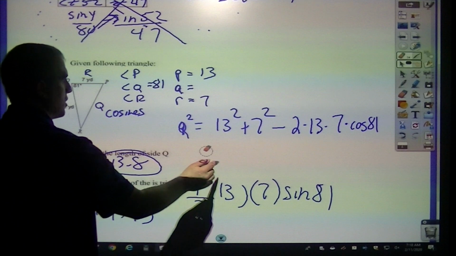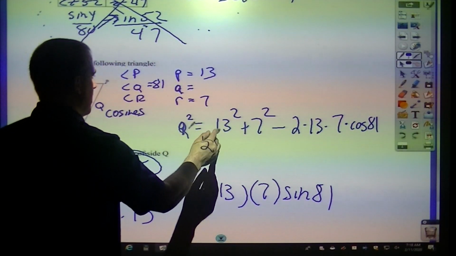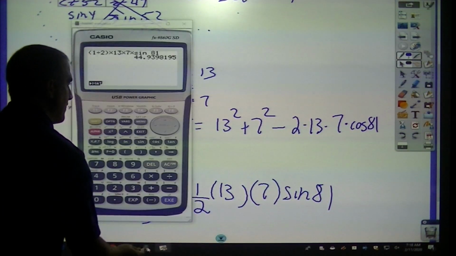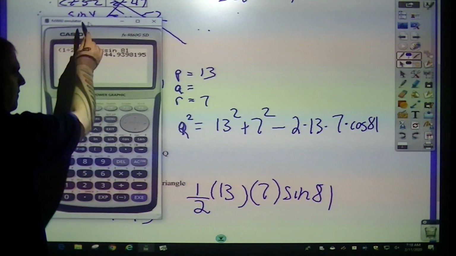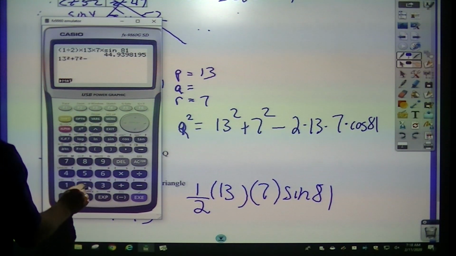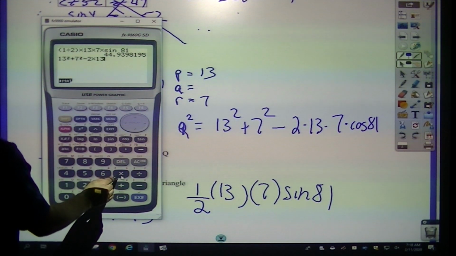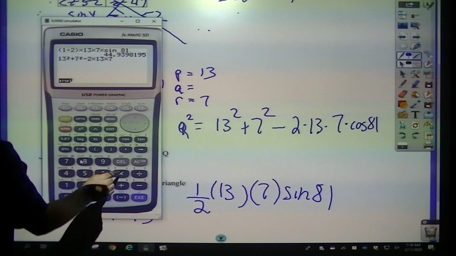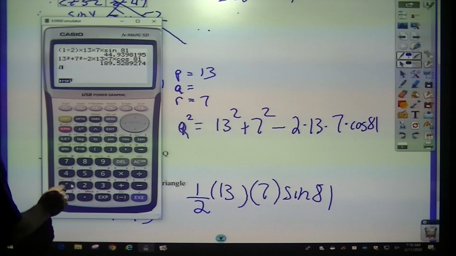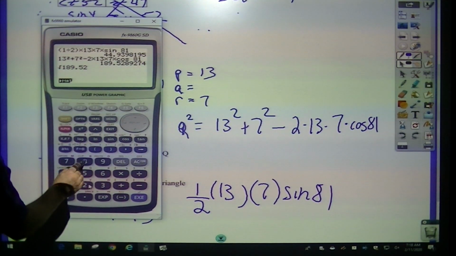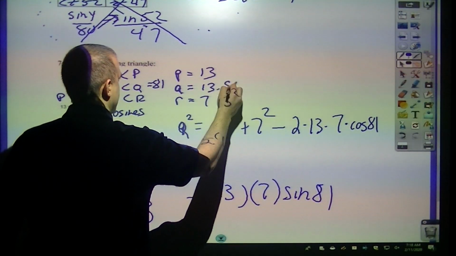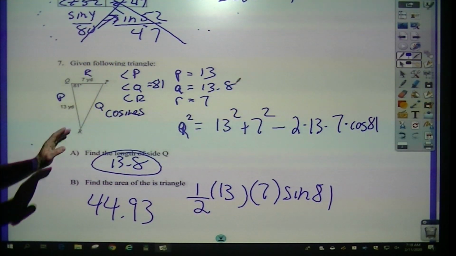So I would use the Q formula here, Q squared. 13 squared plus 7 squared minus 2 times 13 times 7 times the cosine of 81. Now I want to take the square root of this number, 189.5289, and I get 13.76, or 13.8 if you round. Okay, so that's how I get that.